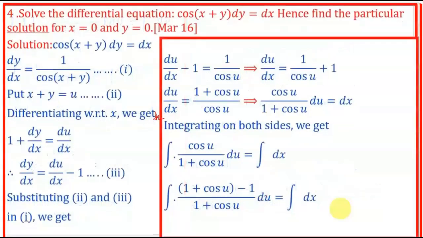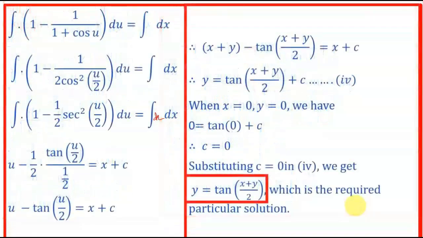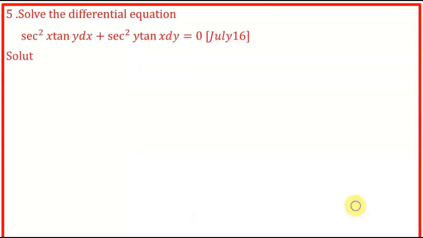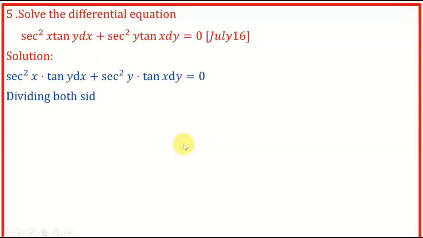Now from first you can see this here, and this is the next one. Okay. Solve the differential equation sec square x into tan y dx plus sec square y into tan x dy is equals to 0. Okay. Again here we will apply the variable separable method.